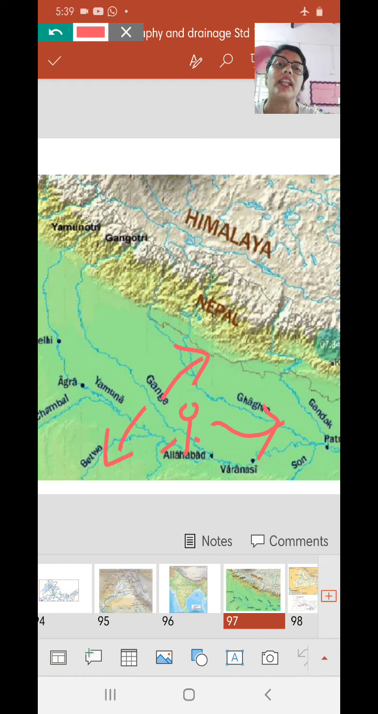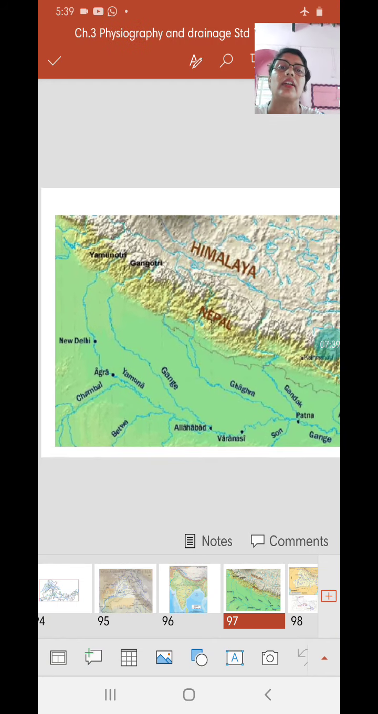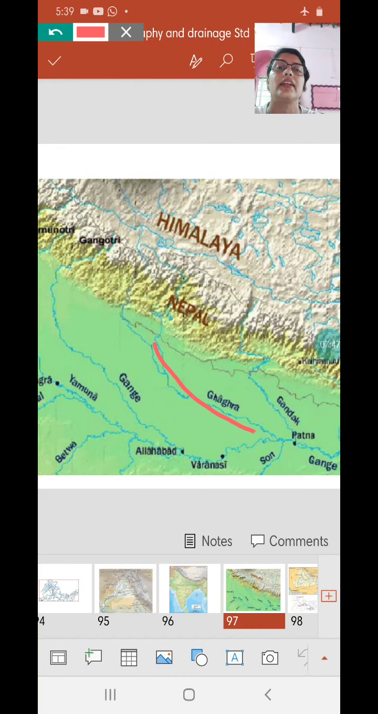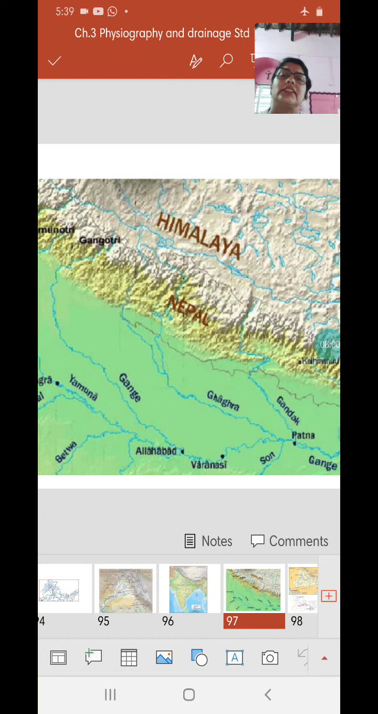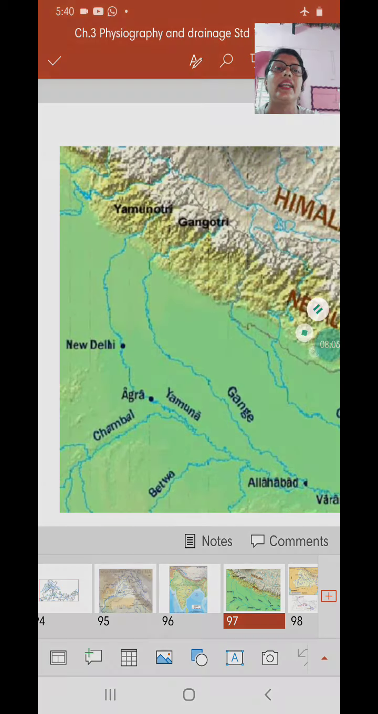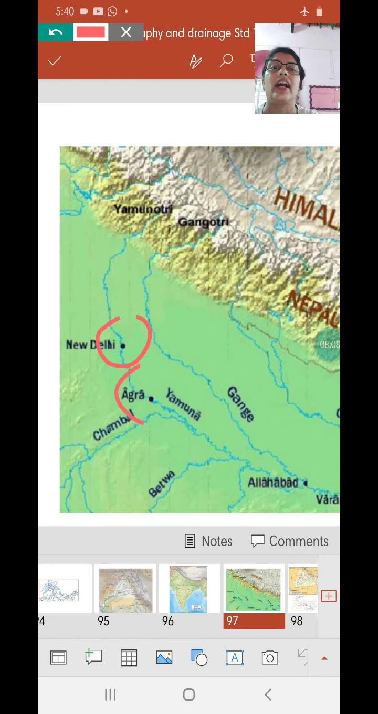So talking about the left flank rivers or left bank rivers of Ganga, most of these tributaries are originating in the Himalayas. For example, you have the Ghagra here, you have the Gandak here, there's another one, Kosi somewhere there, and Yamuna, of course, the largest tributary of river Ganga. On the banks of Yamuna, you find New Delhi, and you also find Agra situated on the banks of river Yamuna.